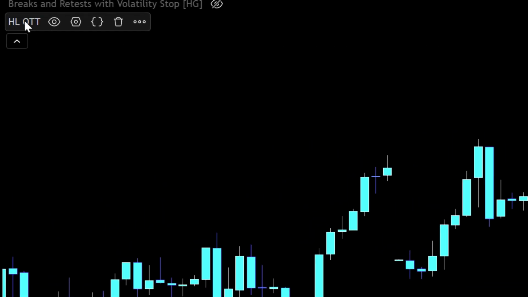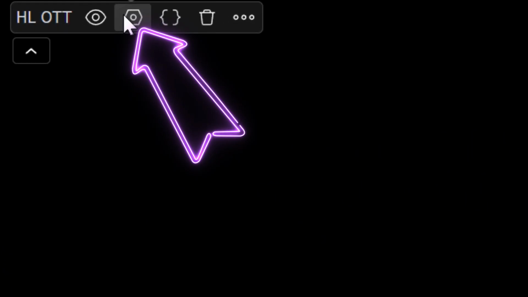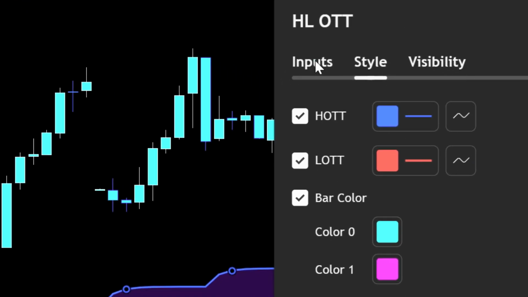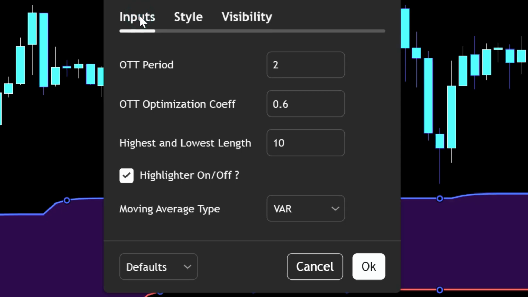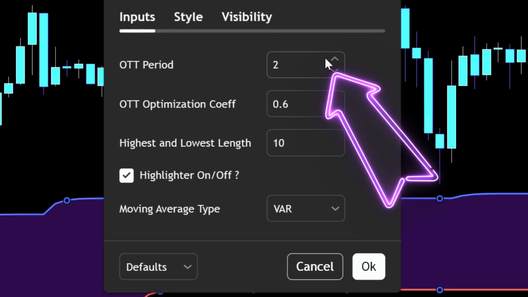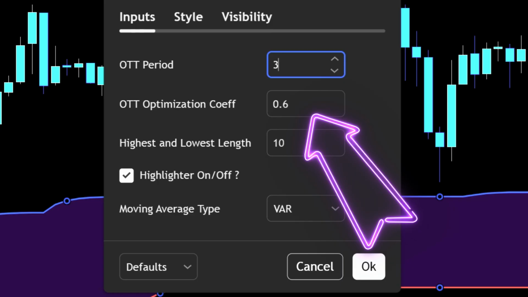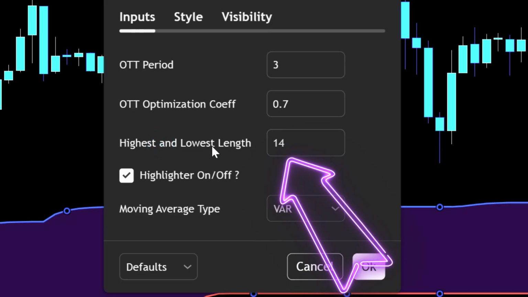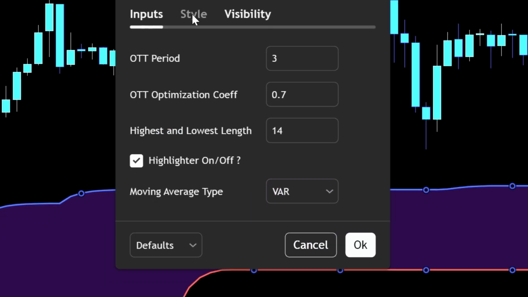So find the little gear icon again for the settings, click on it, and head over to the Inputs tab. The first thing we're going to change is the OTT length. Let's set that to 3. Then right below that, we're going to adjust the OTT optimization to 0.7. And finally, scroll down a little bit and you'll see highest and lowest length. We're going to change that to 14. That's all the adjustments we need to make for this indicator.